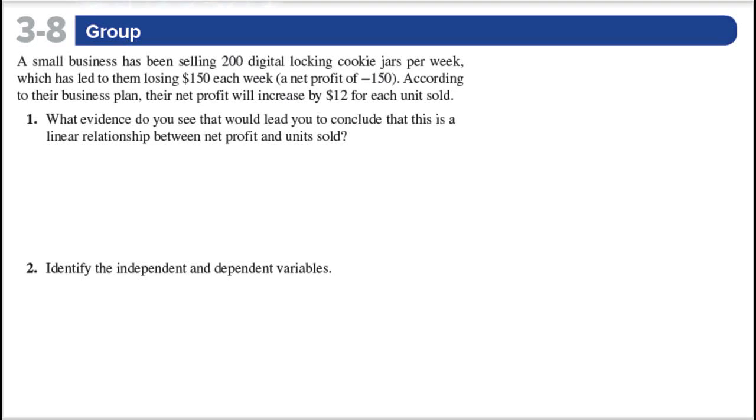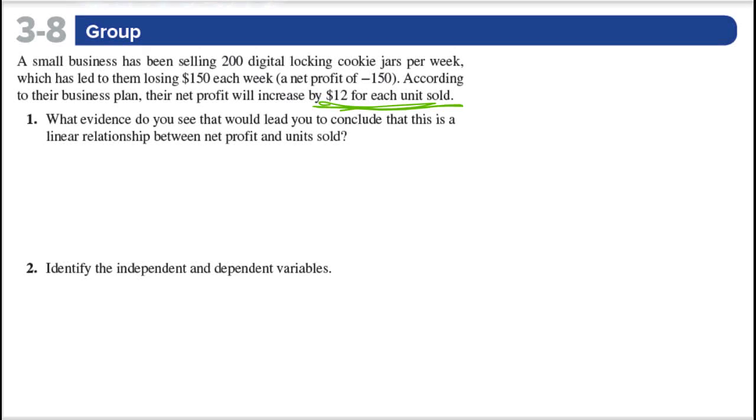Okay. Small business has been selling 200 digital locking cookie jars per week, which has led to them losing $150 each week. Net profit of -$150. According to their business plan, their net profit will increase $12 for each unit sold. So if we can sell one more unit, our profit will increase by 12.